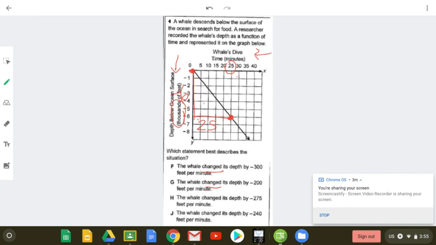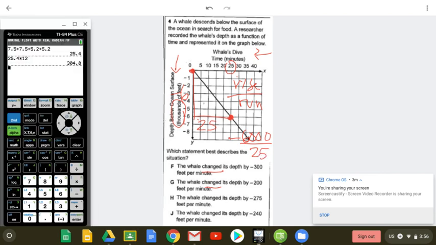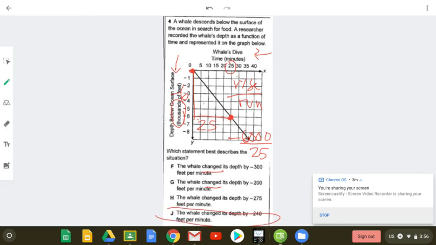So if I do rise over run, I'm going to do -6,000 over 25. Once I come out here to Mr. Calculator, I'm going to put that exactly as I see it. So alpha, hit my X button, -6,000 over 25. Enter. So it says -240. And lo and behold, our answer is letter J.